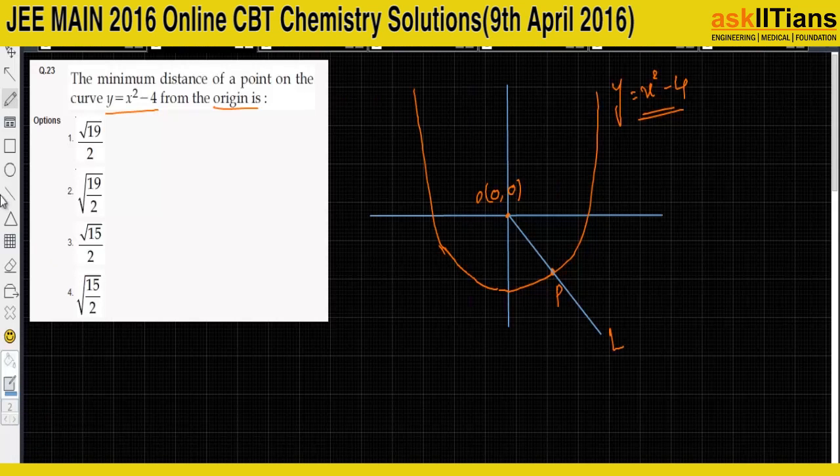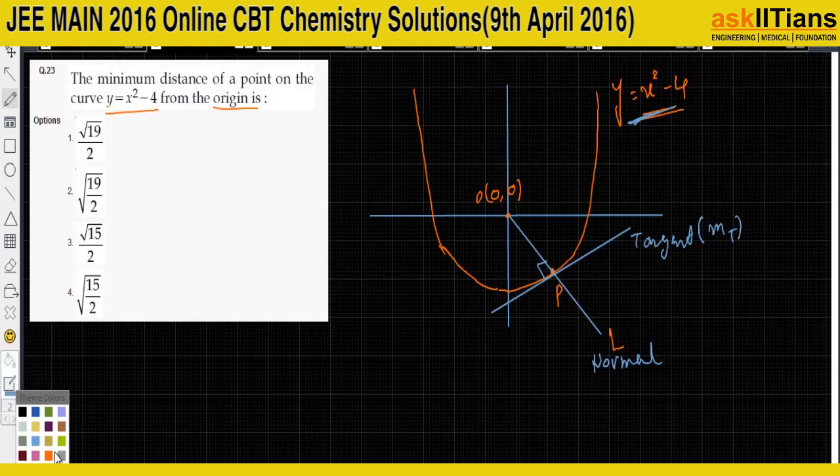Okay, so let me draw a tangent at point P. The tangent at point P will look like this. This is the tangent at point P, and this will be the normal at point P. Both of them are perpendicular. If I want to find the slope of the tangent, I can just differentiate the curve. Also, let me consider point P in general form in parametric coordinates. If I assume x is equal to t, then y will be t square minus 4. So these are the parametric coordinates of point P: t comma t square minus 4.